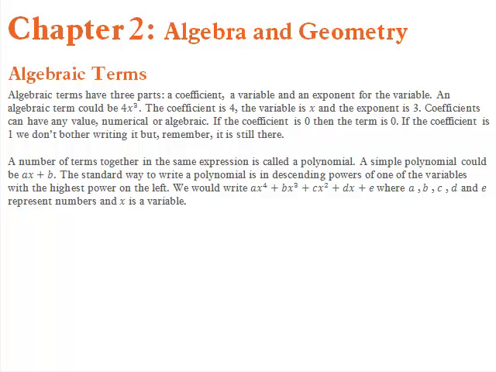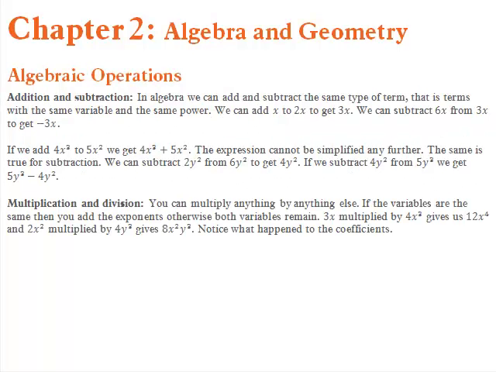If we add a number of terms together, we call that a polynomial. And a polynomial is normally written with decreasing powers of the main variable. In the example in the book, it's ax to the fourth plus bx cubed plus cx and so on. You can add terms together as long as the variable and the exponent are the same.